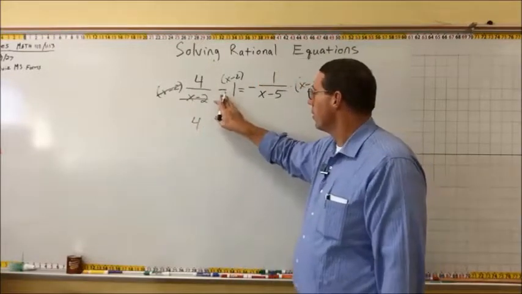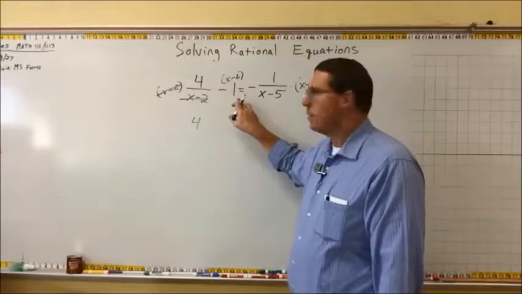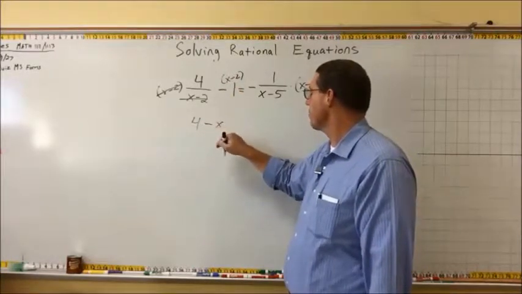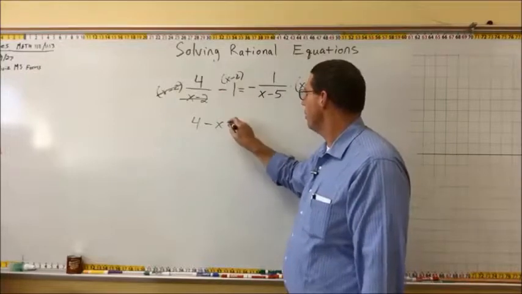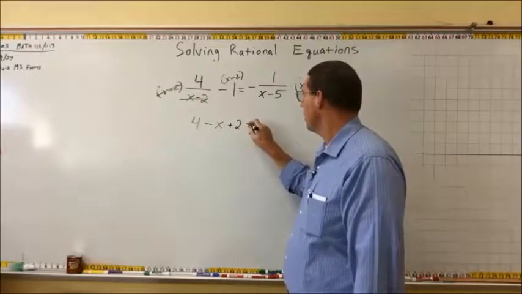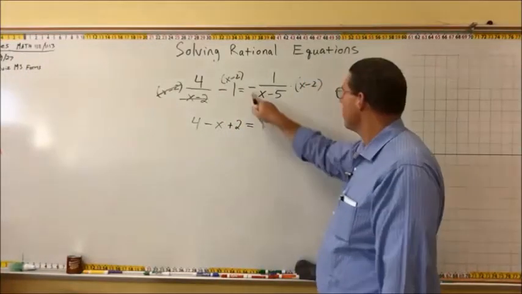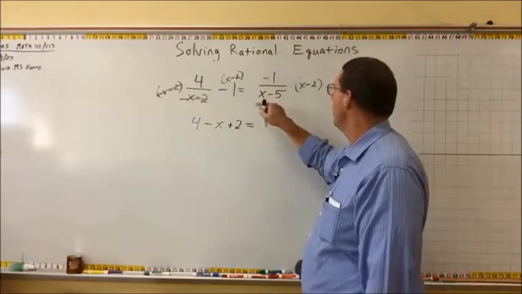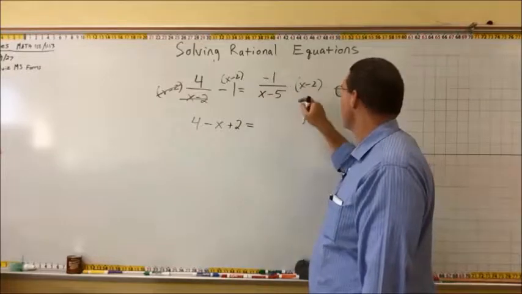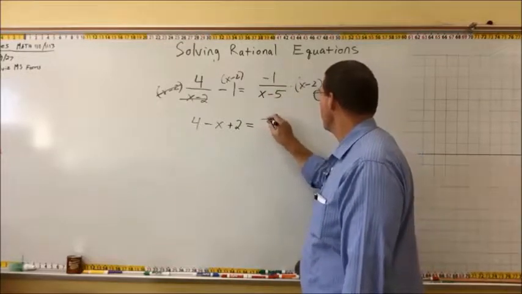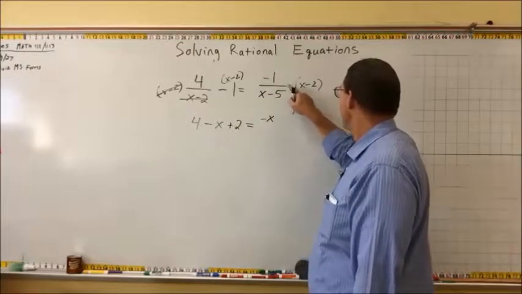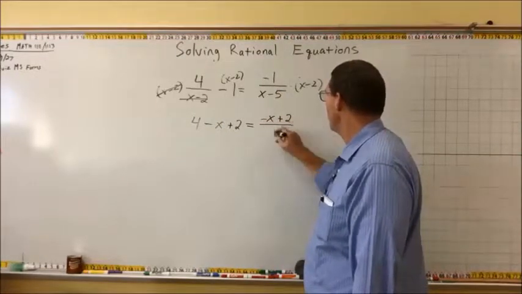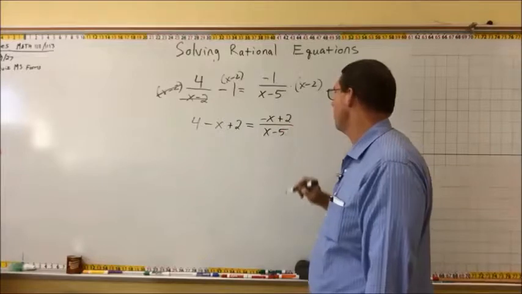Now here, we're going to distribute the negative 1 to the x minus 2. Negative 1 times x is negative x. Negative 1 times negative 2 is positive 2, and that's going to equal. Now here, this negative is kind of on this 1. In fact, we can move that negative up to the 1. So we've got negative 1 times x minus 2. Negative 1 times x is negative x, and negative 1 times negative 2 is positive 2, all over x minus 5.